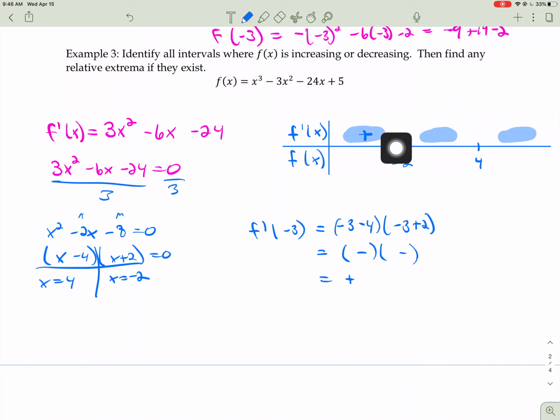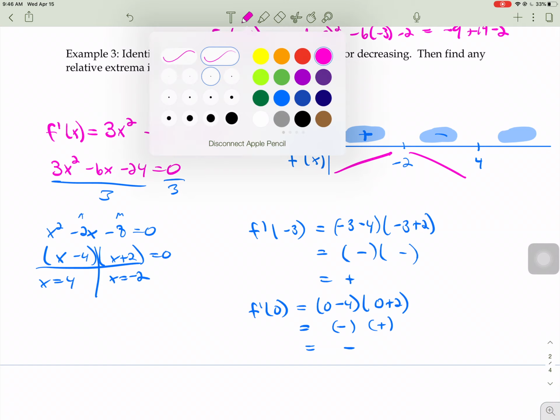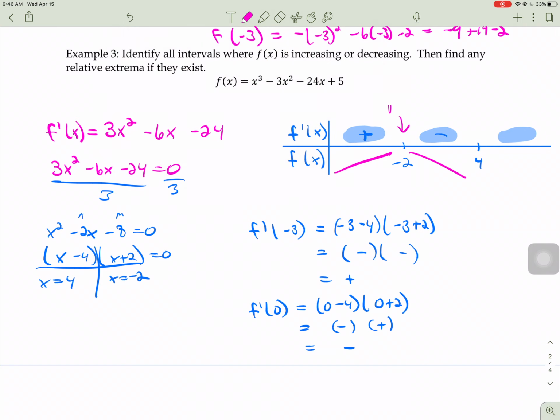Now check something in between negative 2 and 4. Let's find f prime of 0. So you get 0 minus 4, 0 plus 2. That's a negative number times a positive number. Negative. So that means it's going up, down. So this point right here is a max.